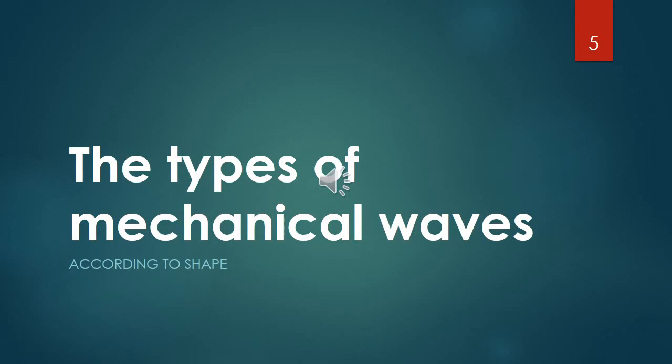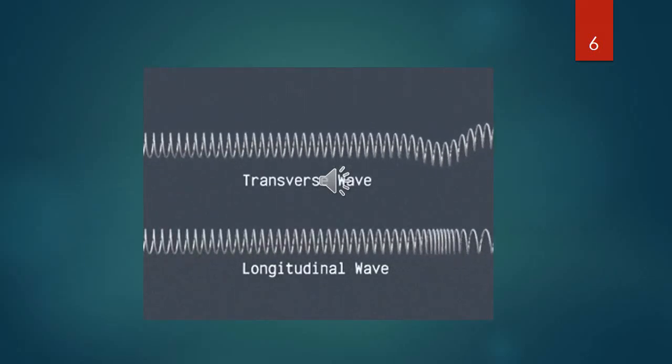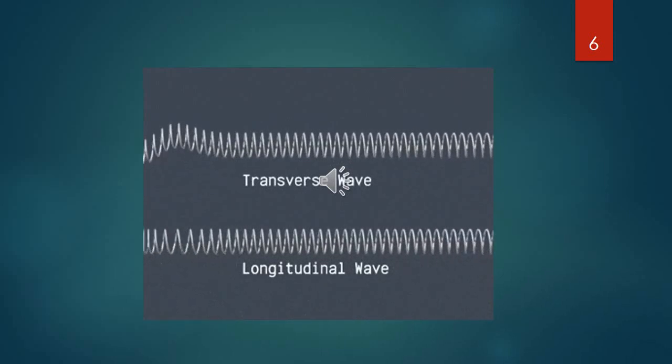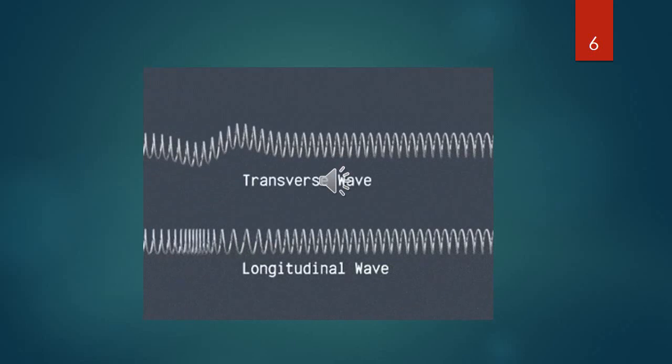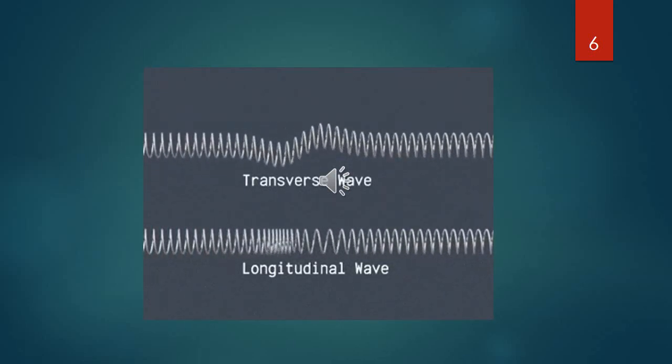The waves can be classified according to shape and according to nature. In this chapter, we will discuss the types of wave according to shape. So what are the types of mechanical wave? As it appears in this picture, there are two types of wave, transverse wave and longitudinal wave. Pay attention and look carefully to the picture to find the difference between the two types of wave.